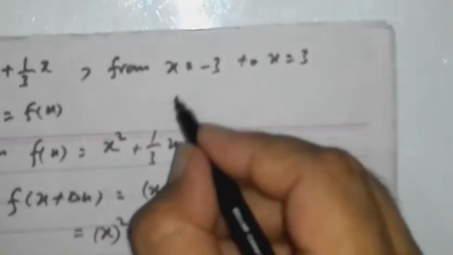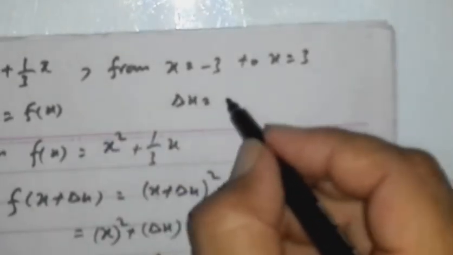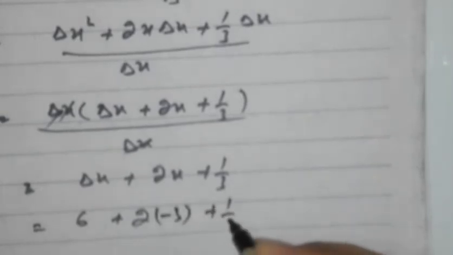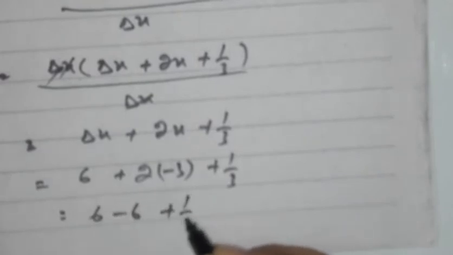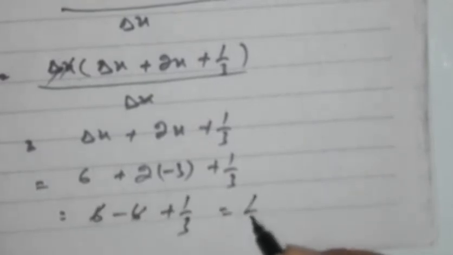Now del x, so look here, del x equals 3 minus minus 3, we get 3 plus 3, which equals 6. So put here del x value 6, 2, and the x value is minus 3, plus 1 by 3. So we get 6 minus 6 plus 1 by 3, these two cancel, 1 by 3 is the answer.